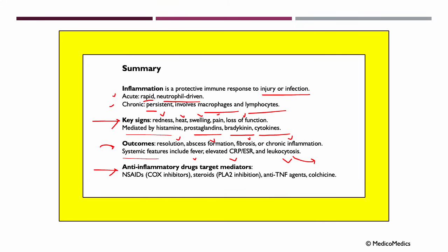We use anti-inflammatory drugs, and these drugs target the mediators. So we have NSAIDs, the so-called COX inhibitors or cyclooxygenase inhibitors. We can use steroids for phospholipase inhibition and anti-tumor necrosis factor agents, and we had calcitonin.